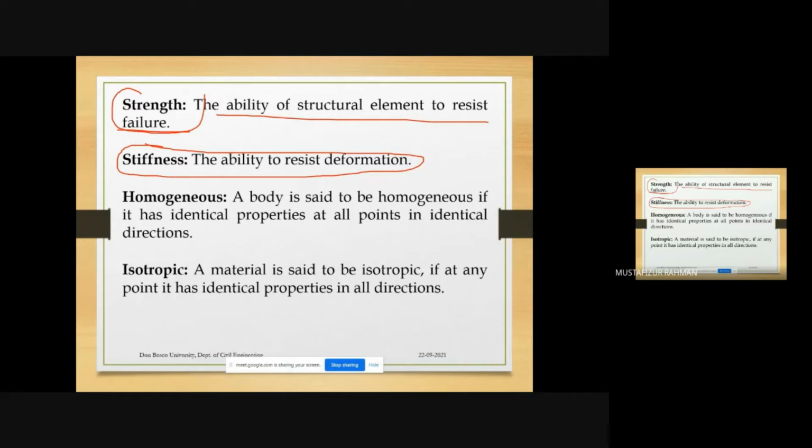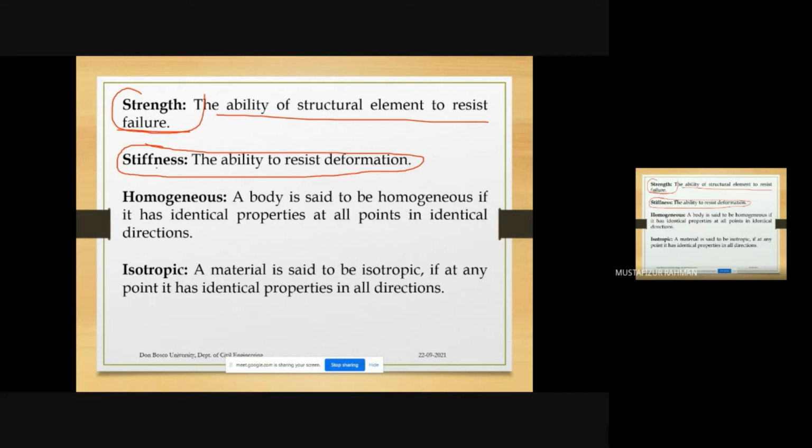All right. So what we will say, it is strong, but the stiffness is less. That way, right? These are not the same meaning. So strength is directly related to failure and stiffness is related to deformation. So if we have some structural element, some material which is very stiff, that means the deformation or deflection is very less in that material.